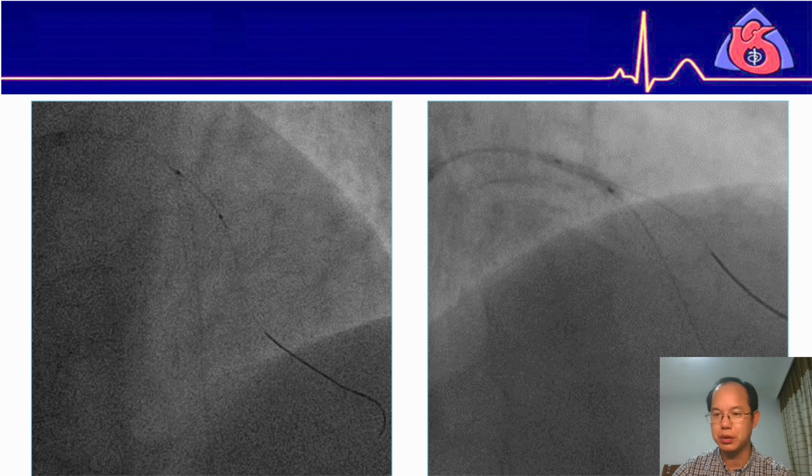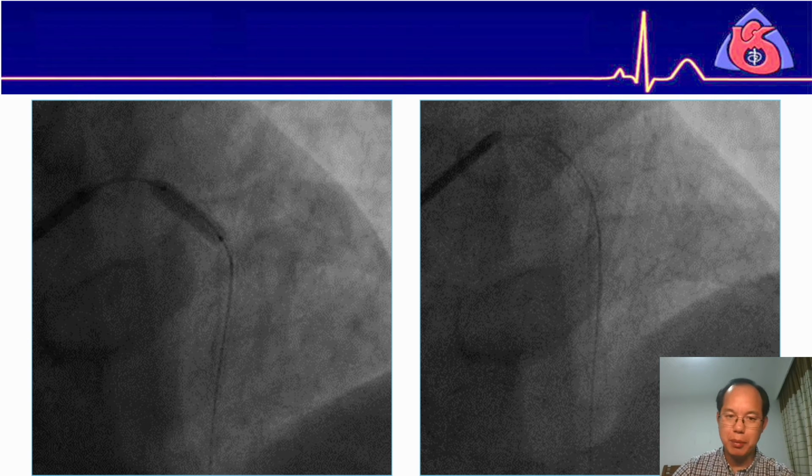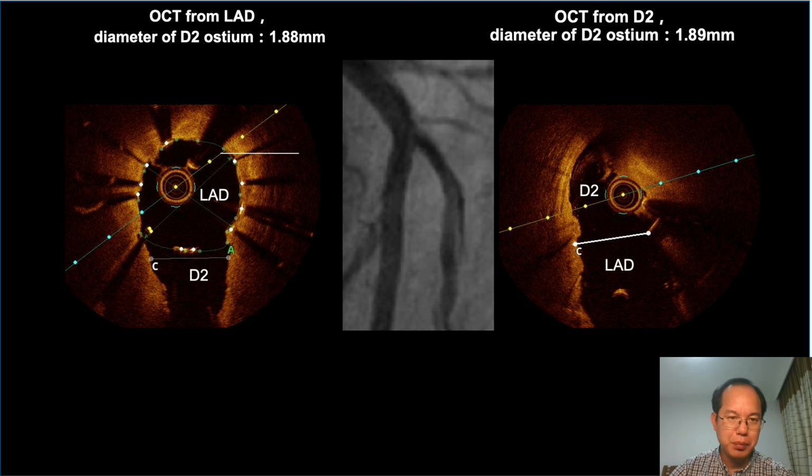POT was performed. Another stent in the proximal LAD and LM. Here is the final angiogram, which showed a good result. And to examine the ostium of the diagonal, we performed OCT both from the LAD and the diagonal. From here, we can see the diameter of the diagonal ostium is about 1.9 millimeter.